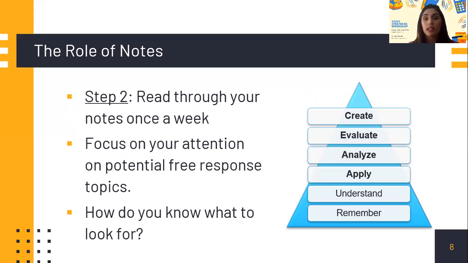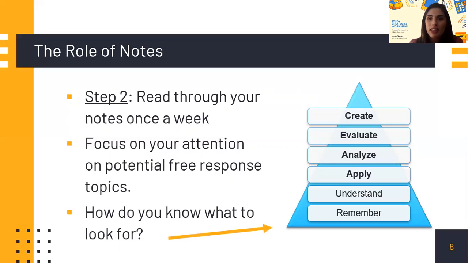Step 2 is to, at least once a week, so right now, go through and just read all of your notes, every single note that you've got, but pay special attention to potential essay or free response topics. The question is, how do you know what to look for? In some circumstances, your professor may have already given you the topic to your essay or free response question, but in some cases, you may just go into the test without any knowledge as to what that question is. So how should I know what to look for?